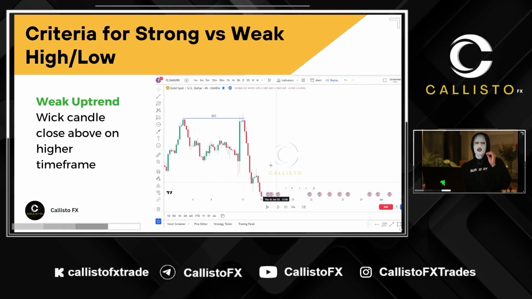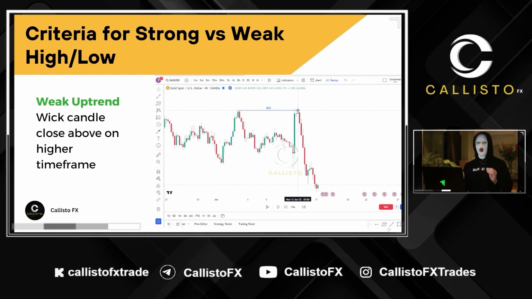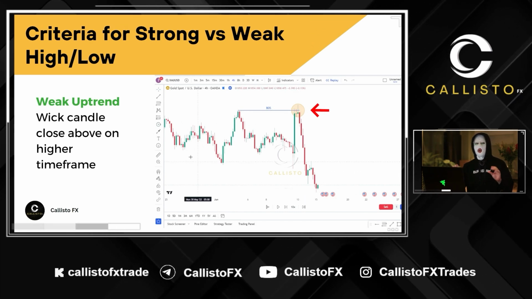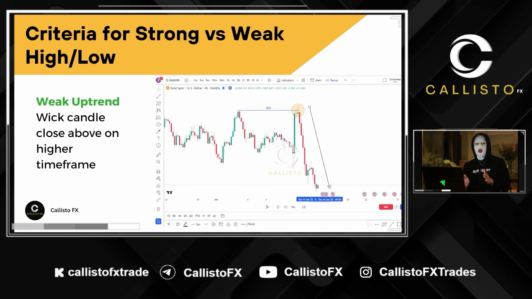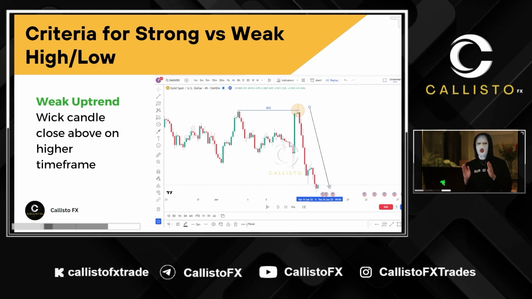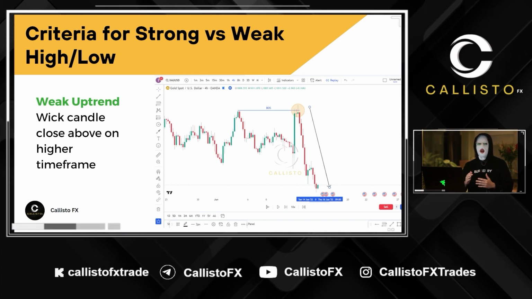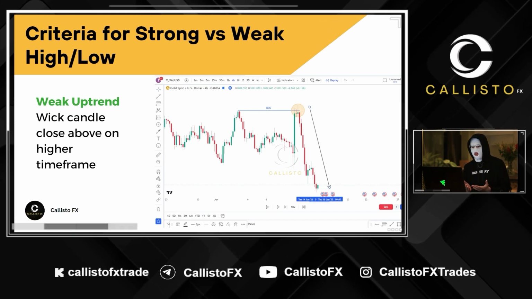Now, here is the caveat. For a weak uptrend, it's qualified by a wick candle close above the previous high. I said wick, not weak. The reason for this is simply when price breaks above the previous high and closes as a wick below the previous high, it shows bears are potentially stepping in, fighting the bullish pressure, resulting in a weak uptrend.